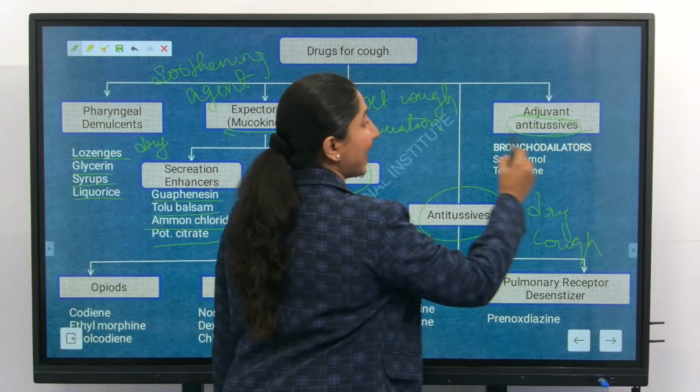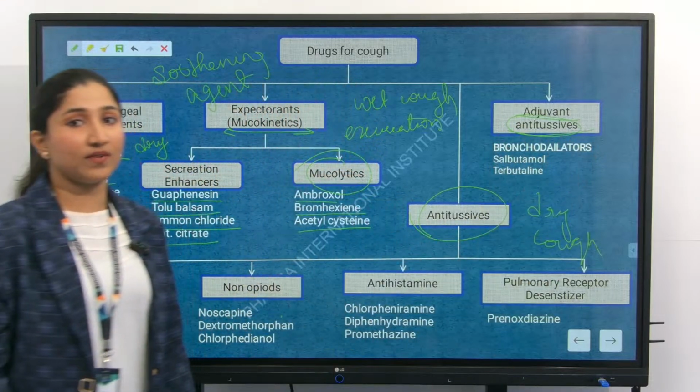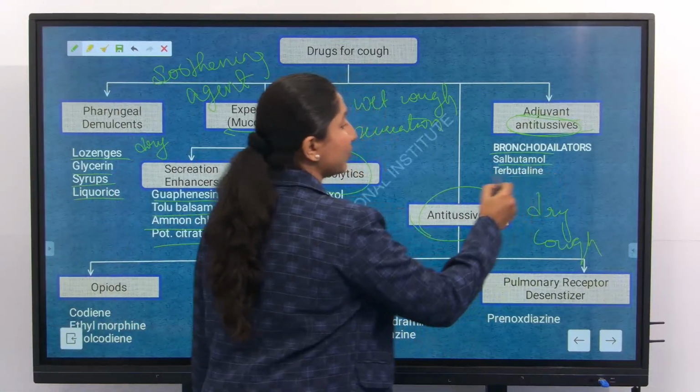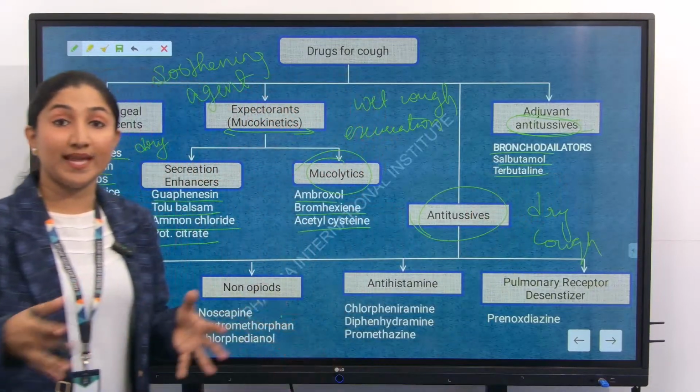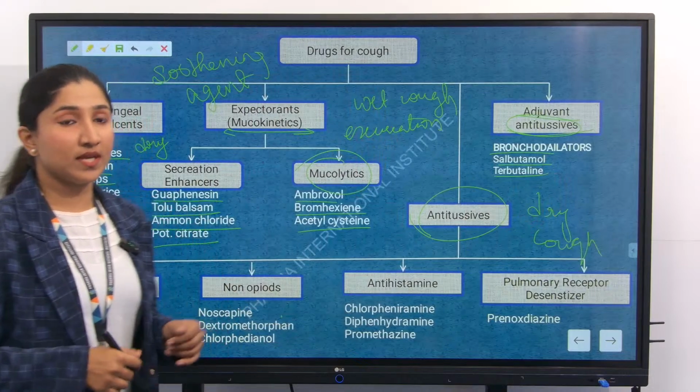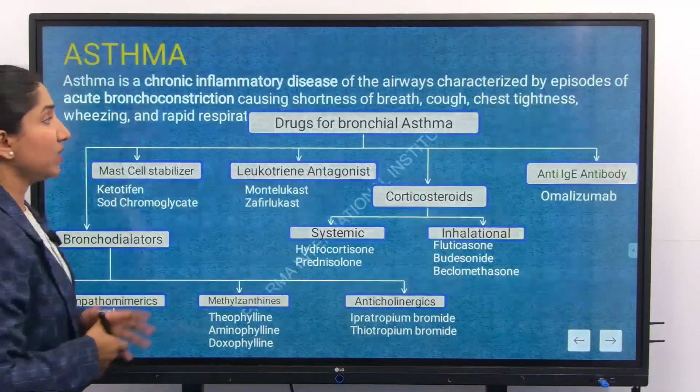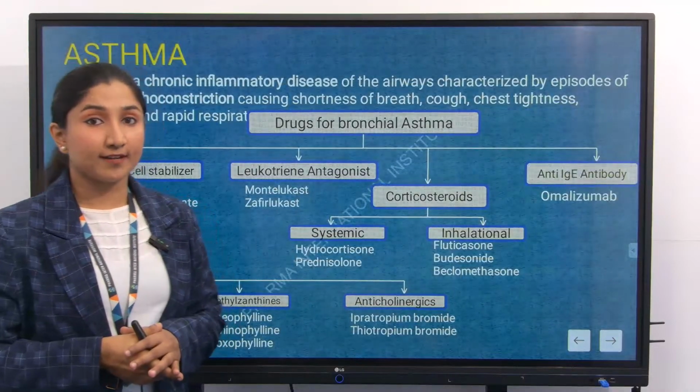So these are basically helping agents that help in relieving the cough. They are basically the bronchodilators like salbutamol, terbutaline. So they also help in relieving the symptoms of this cough. Okay. So that was about the drugs that are used for treating the cough.